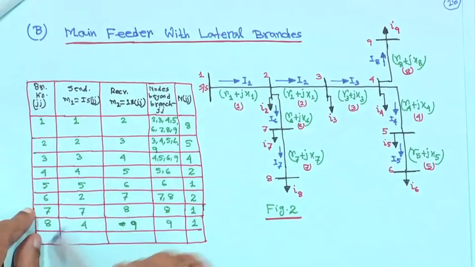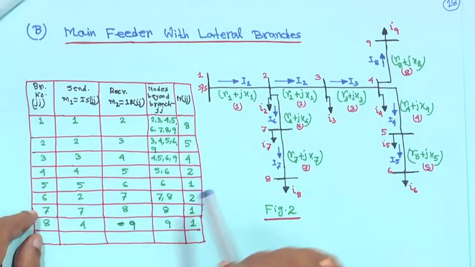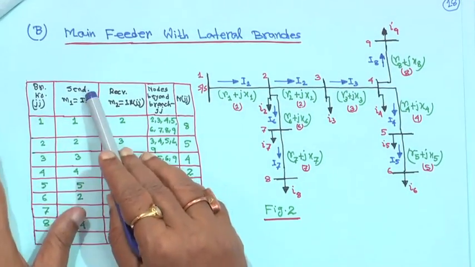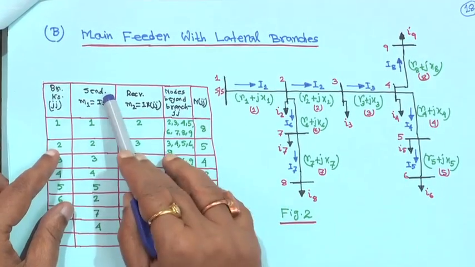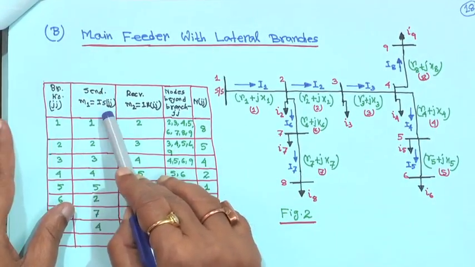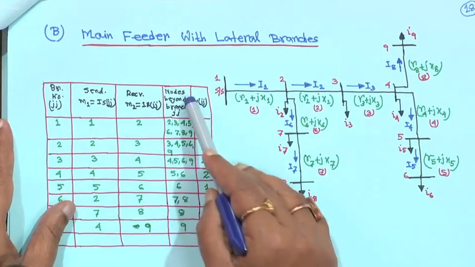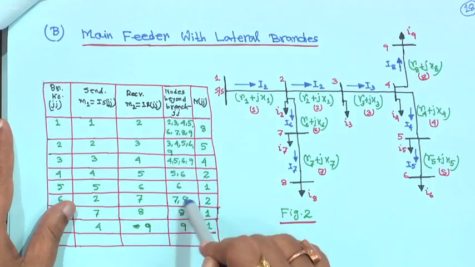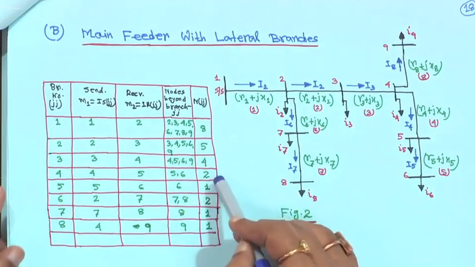So, now with this you make this table first. This is the branch number; you have a total of 9 nodes, so you have 8 branches: 1, 2, 3, 4, 5, 6, 7, 8. Then the sending node, which I have made short because of space problems on this page. So, M1 is equal to IS(JJ), the sending node, M2 is equal to IR(JJ), the receiving node, then the nodes beyond branch JJ, and N(JJ), the total number of nodes beyond branch JJ.